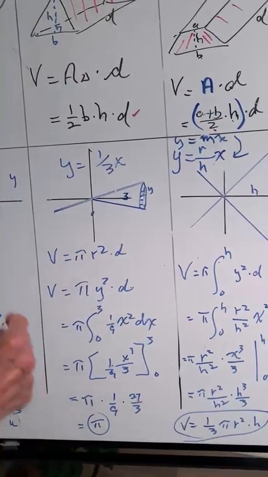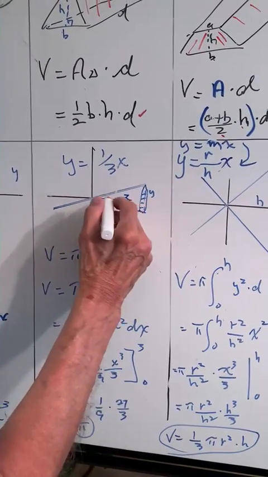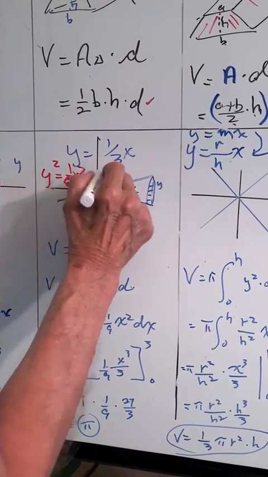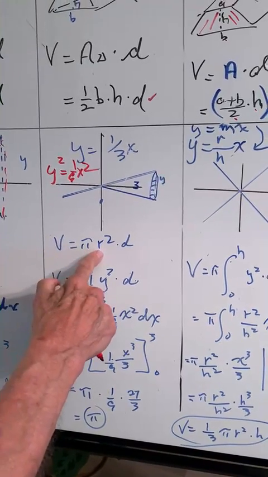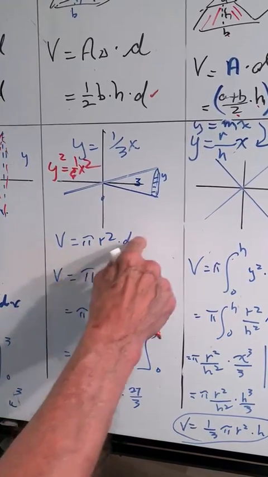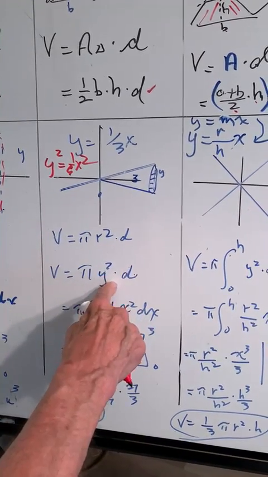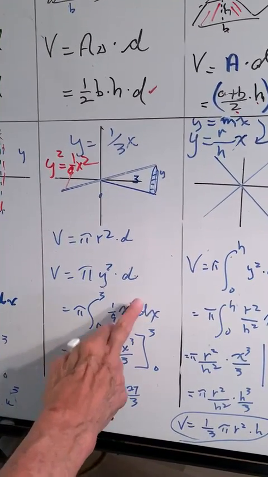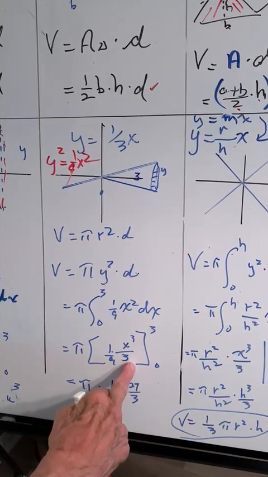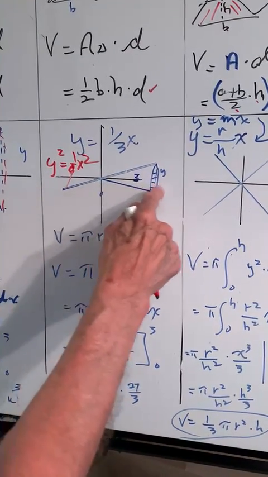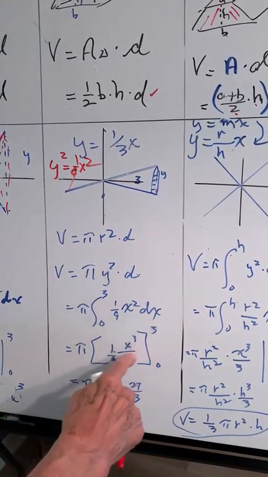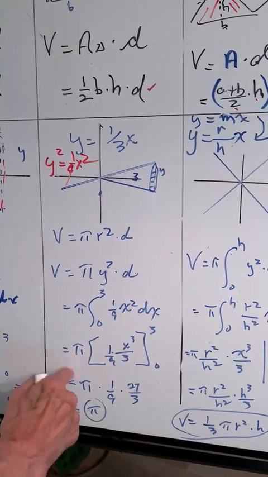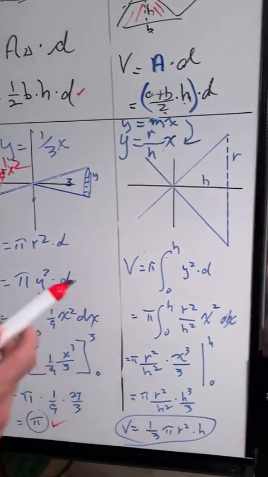This is the same problem, except the run is only from 0 to 3. So if I square this, y squared becomes 1/9 x squared. Then the volume will be pi r squared, which is the area, times the distance. But the radius this time is y, so y squared is 1/9 x squared. Add 1, divide by 3. And I want to take the volume from 0 to 3. 3 cubed is 27, 9 times 3 is 27, so that equals 1. My answer is pi.